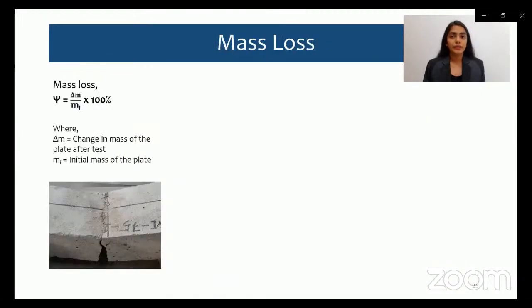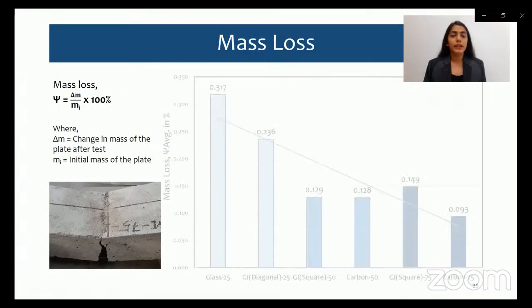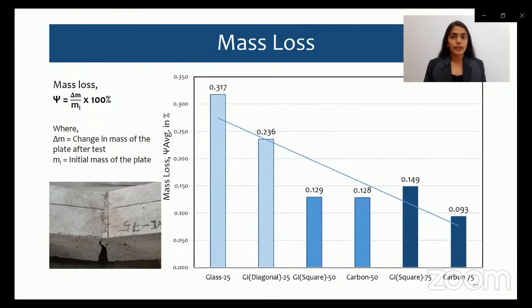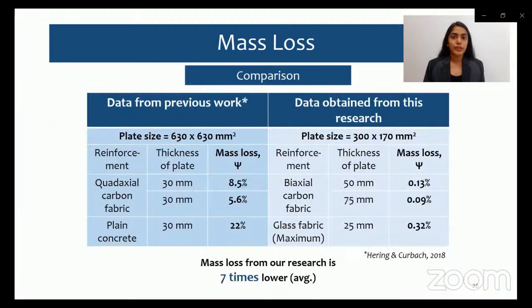Mass loss was measured using the initial and final mass of the plates. Glass textile reinforced plates underwent maximum mass loss. Carbon and square-oriented GI textile reinforced plates showed almost similar percentage of mass loss, almost half compared to glass TRC plates. This result was compared with a research for quad-axial carbon fiber textile. Our obtained data were on average 7 times higher.